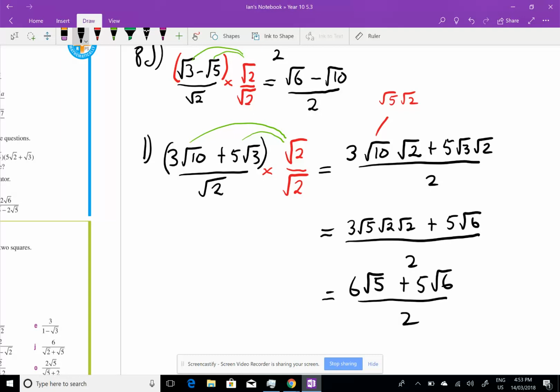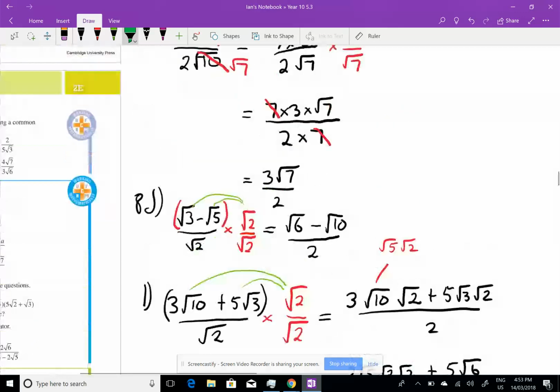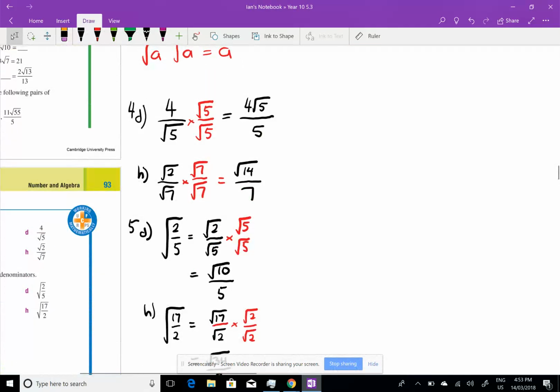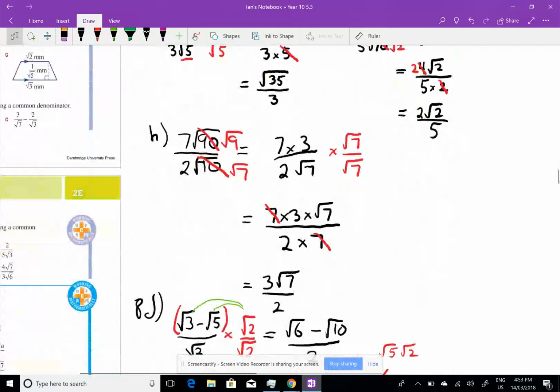Now, don't be tempted to cancel that 2 into that 6. You can't, because there's an addition there. And you can't cancel when there's an addition. You can only cancel when things are multiplied. Anyway, that's questions 4, 5, 6, 7, 8.